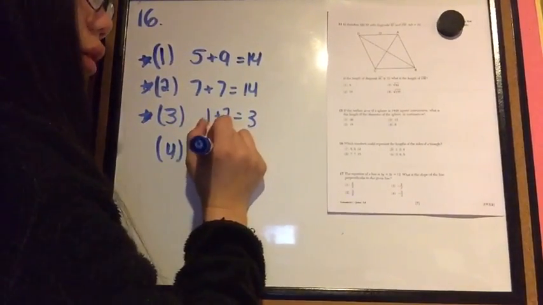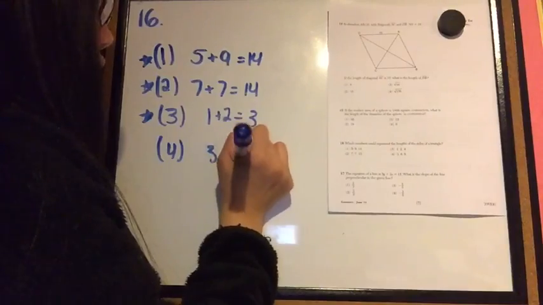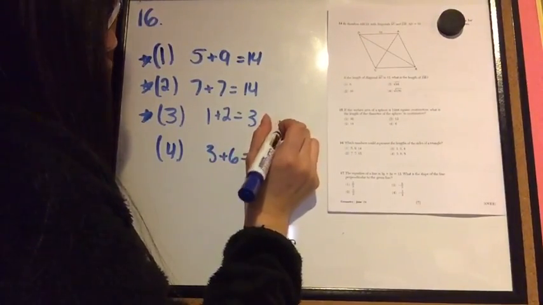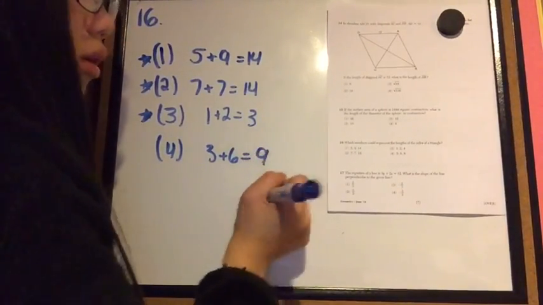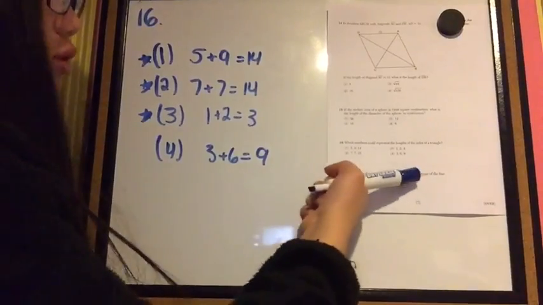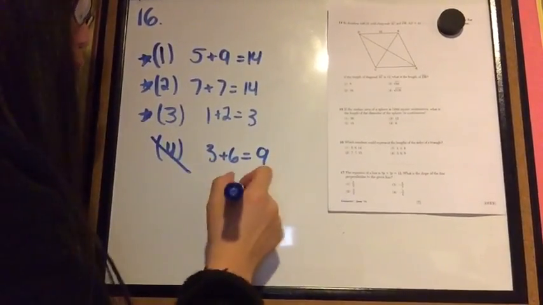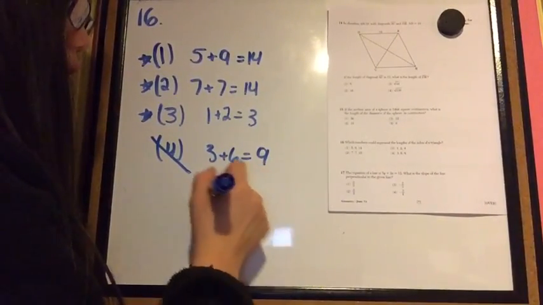And 4, 3 plus 6 is equal to 9, which is bigger than 8, so that one does not work. So your answer is number 4.